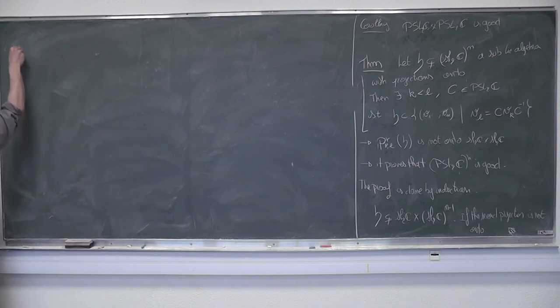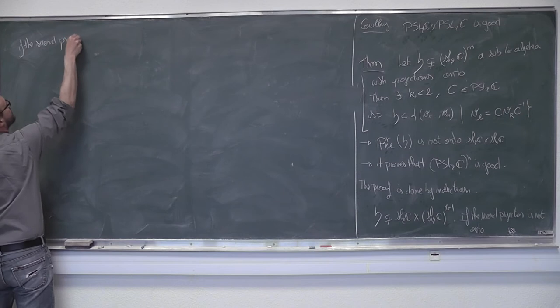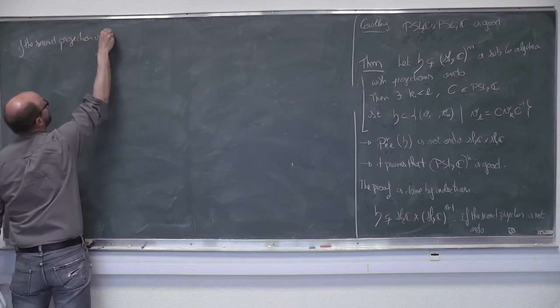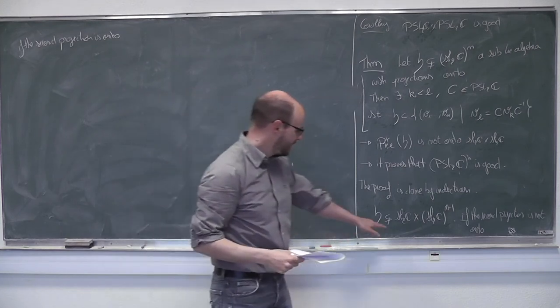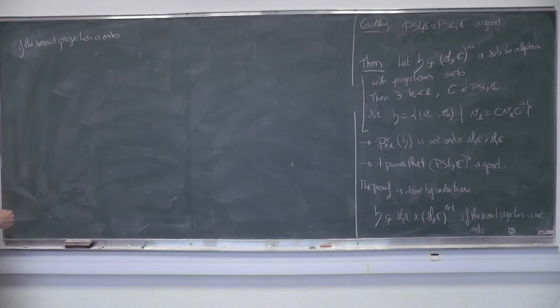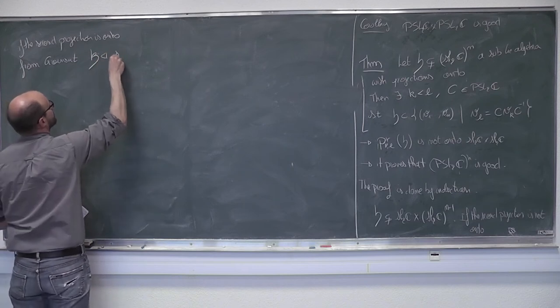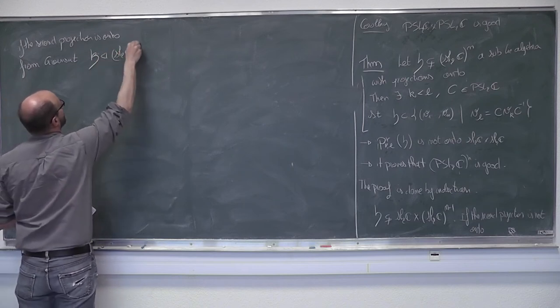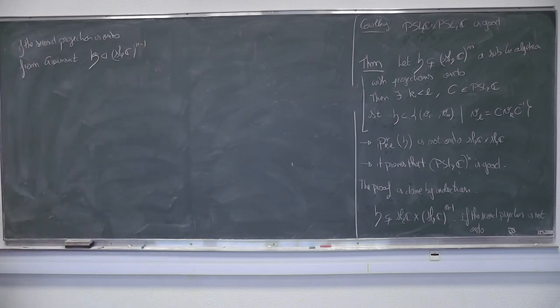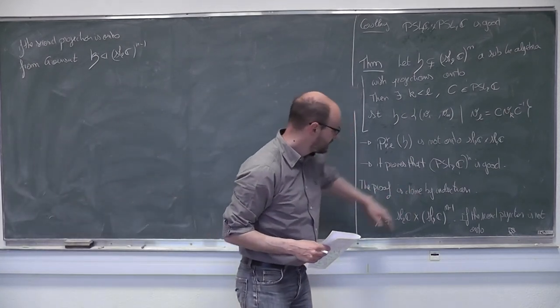Then, if the second projection is onto, okay, so we have the algebra in the product of two, and both projections are onto. So from Goursat, Goursat gives us an ideal in this product, and an isomorphism between SL2 and the quotient.